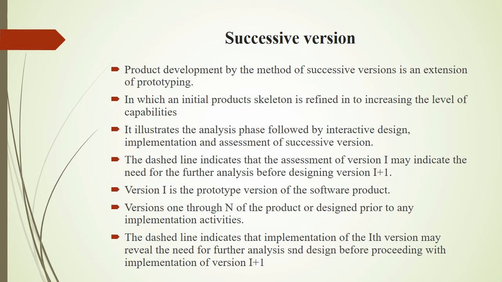The dashed line indicates that the assessment of version i may indicate the need for further analysis before designing version i plus 1. Version i is a prototype version of the software product. Versions 1 through n of the product are designed prior to any implementation activities. The dashed line indicates that implementation of the ith version may reveal the need for further analysis and design before proceeding with implementation of version i plus 1.